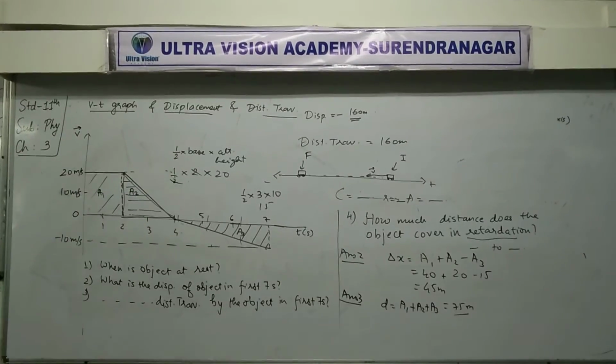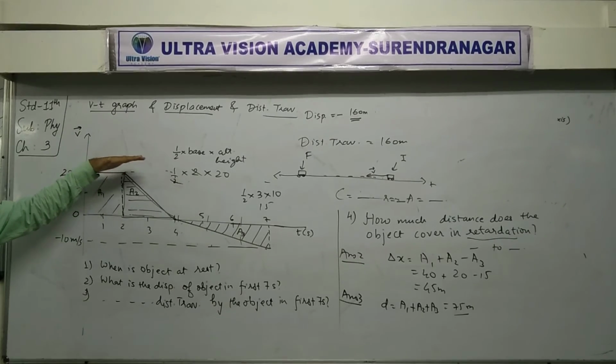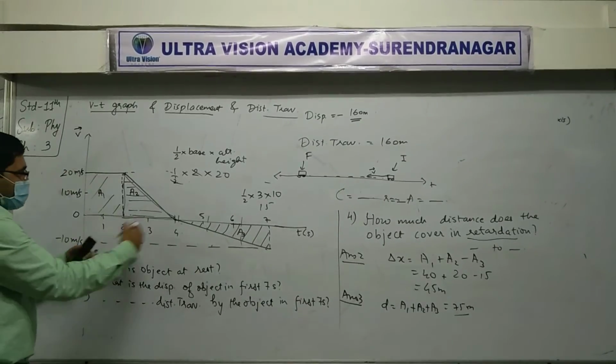This is which graph? VT graph. How to find acceleration from a VT graph? Slope of tangent. Slope of tangent. Here, if you draw a tangent, then it will be horizontal. Yes or no? Yes. The slope will be zero. Acceleration will be zero. So it will not be here. No. Okay, let's go to somewhere here.